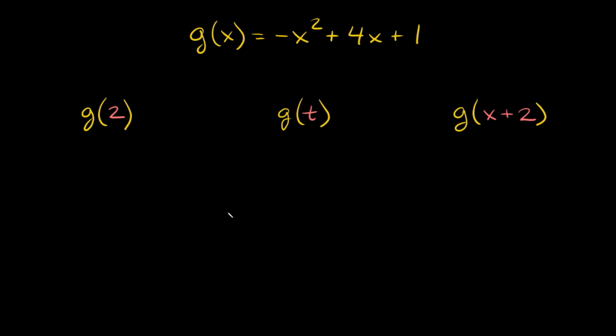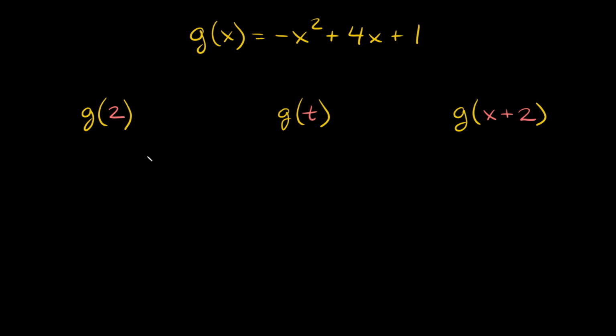So in this video, I'm going to teach you how to evaluate functions. We're going to go over just a few examples, starting with this one right here. We have g of x is equal to negative x squared plus 4x plus 1. We want to evaluate three different functions: g of 2, g of t, and g of x plus 2.